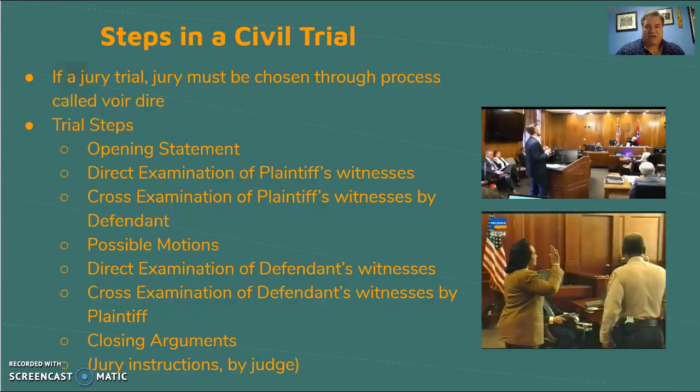And there are jury instructions. The judge tells the jury about the law, and then the jury deliberates. That's generally, in broad brushstrokes, the steps of a civil trial. We are going to do that process in class through a simulation. A little later in the semester, you will be playing the litigants, the juries, the witnesses, all of that stuff. It's a lot of fun.